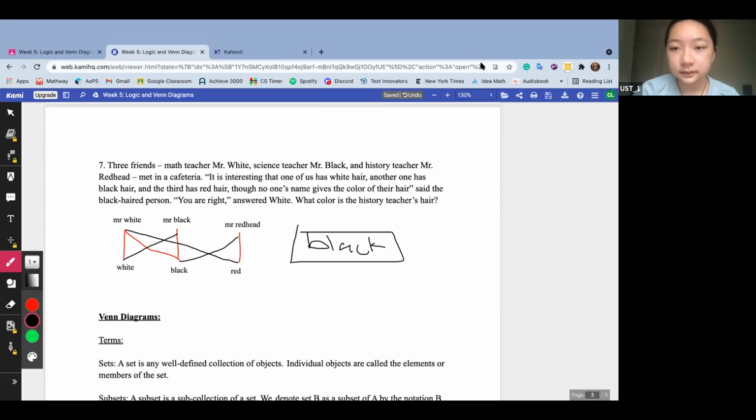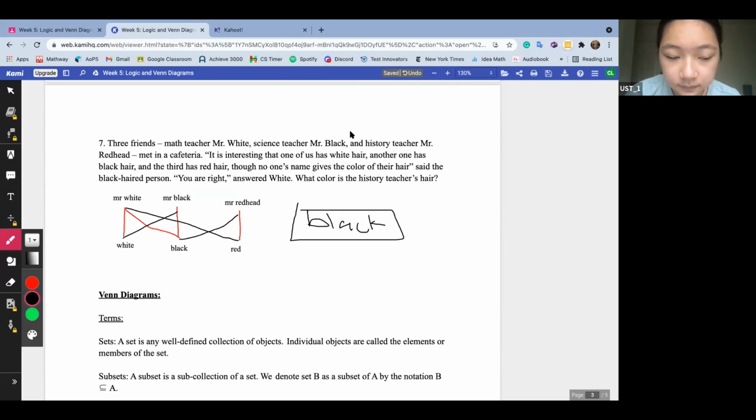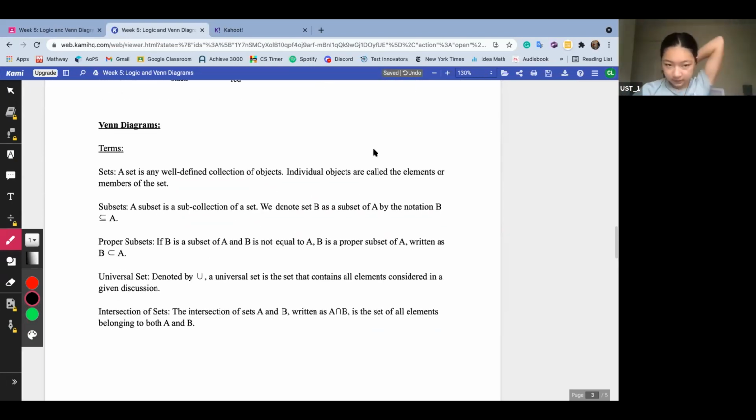Okay, so move on to the next section. This section is going to be sets and Venn diagrams. So I'm just going to go over a few terms. First, a set is any well-defined collection of objects, and the objects in the set are called elements or members of it. For example, a set could be {1, 2, 3}, and then 1, 2, and 3 are elements of the set.